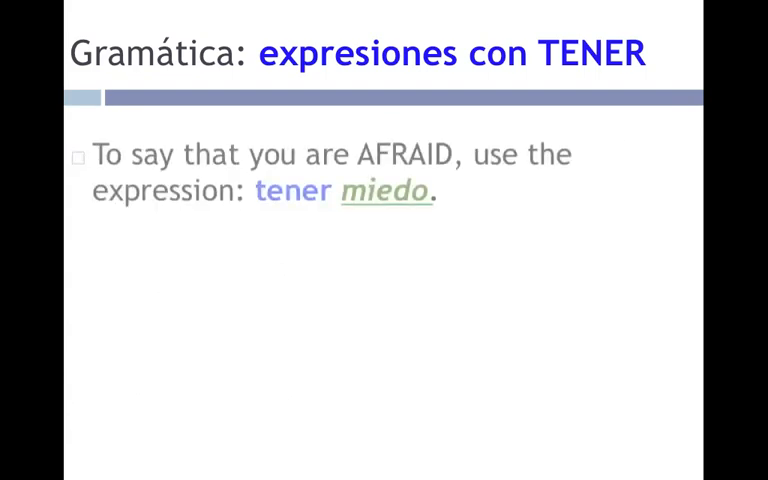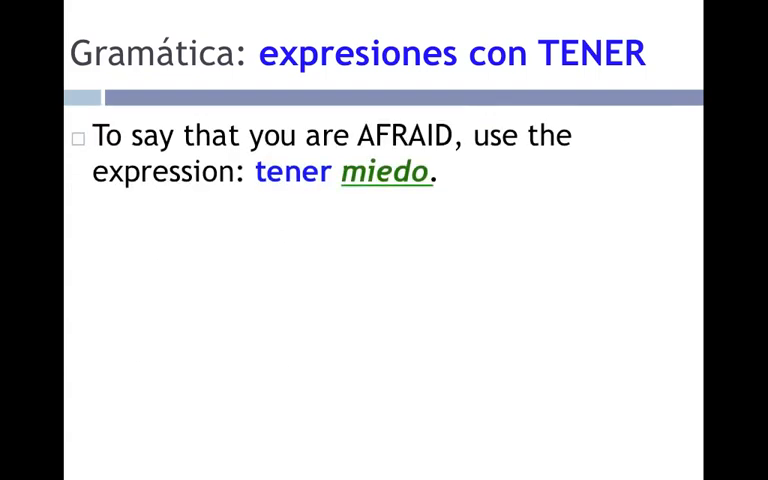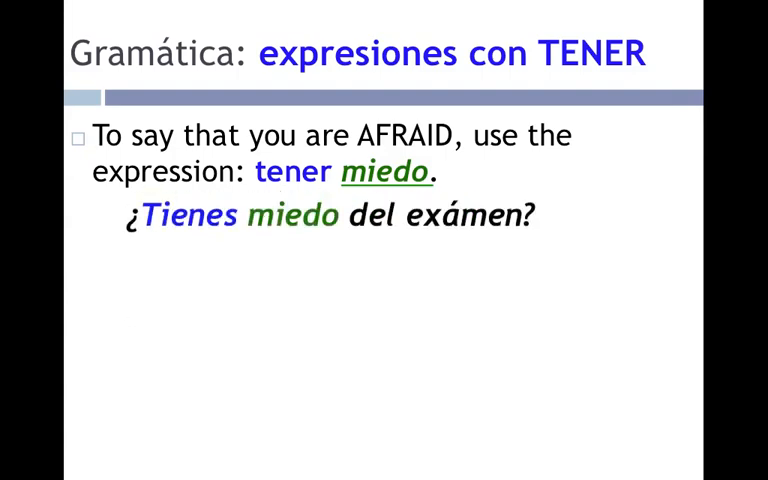Some new ones now. To say that you are afraid, use the expression tener miedo, to have fear. Repitan, tener miedo. ¿Tienes miedo del examen?